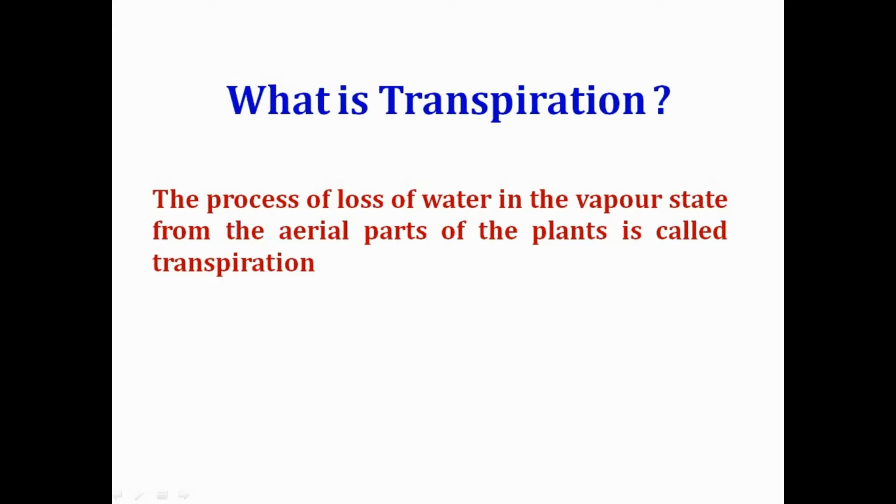In spite of the importance of water, the quantity actually used in plant processes is only a small fraction of the amount absorbed, and the excess water is lost in the form of water vapor. The process of loss of water in the vapor state from the aerial part of the plants is called transpiration.